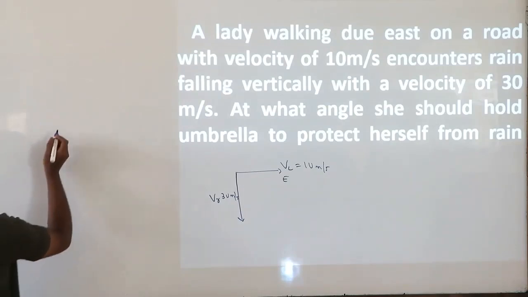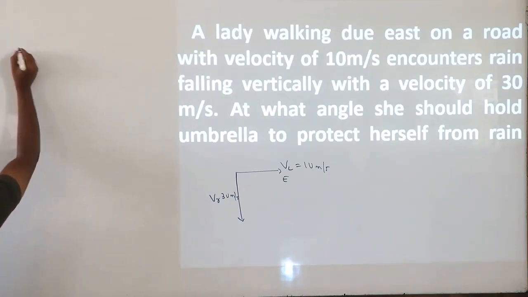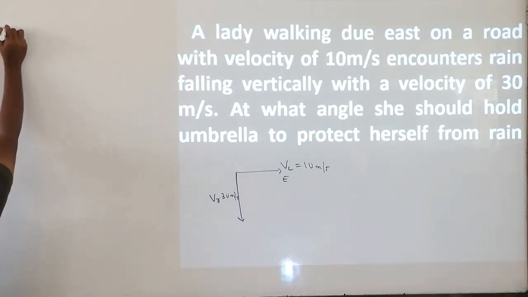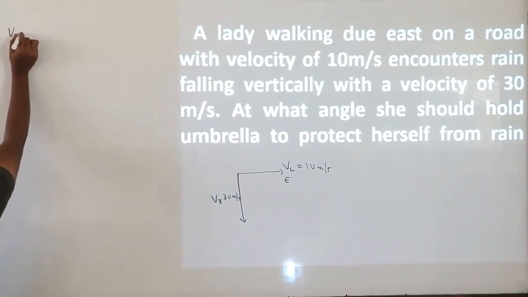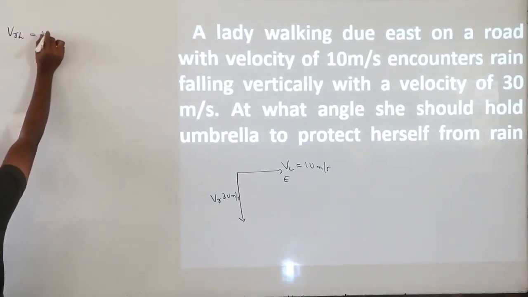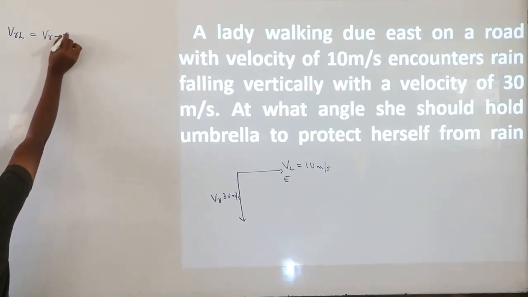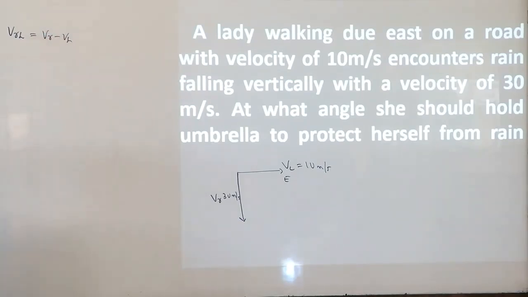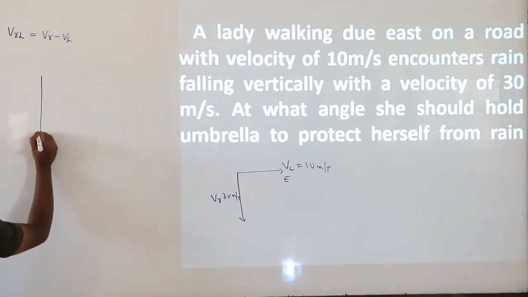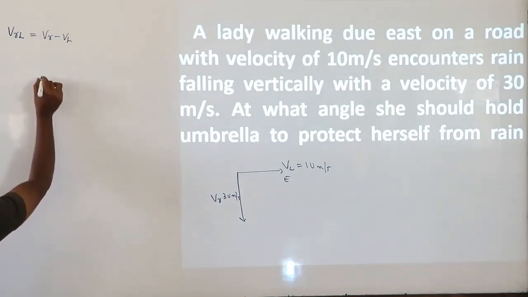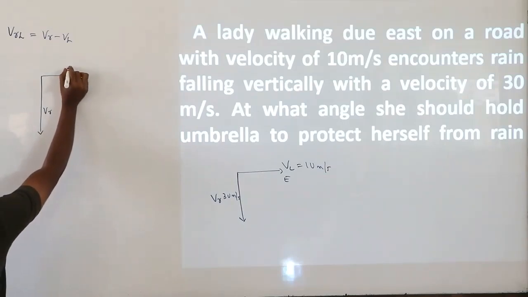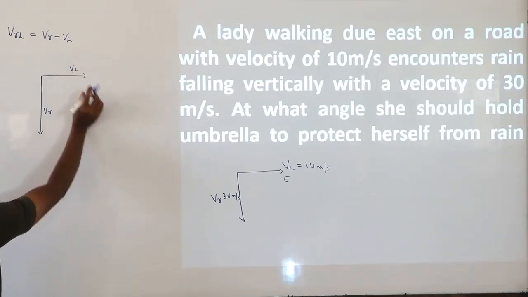If we draw the diagram of this one, first we have to find the direction of velocity of rain with respect to lady. Velocity of rain with respect to lady is what? Velocity of rain minus velocity of lady. That's all. So this is the velocity of rain. This is the velocity of lady.